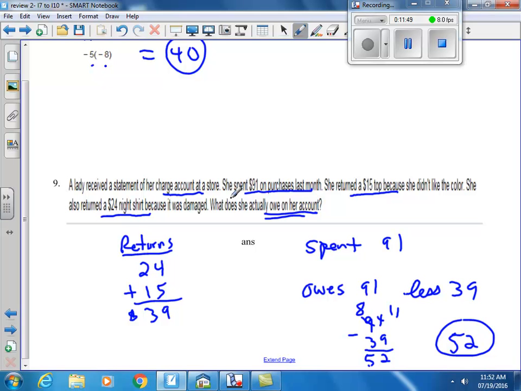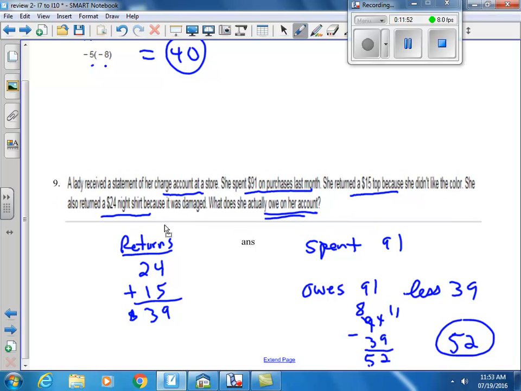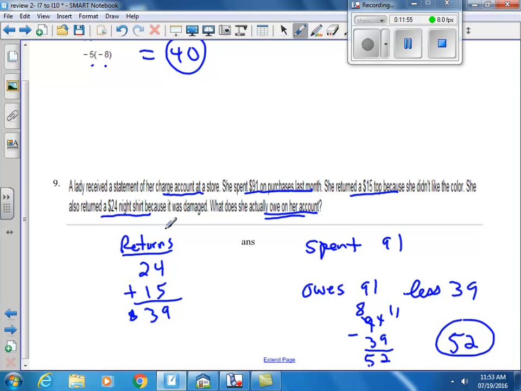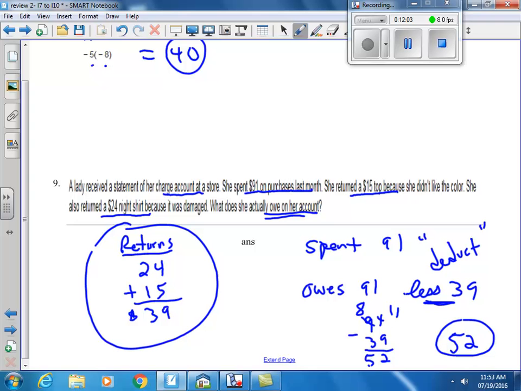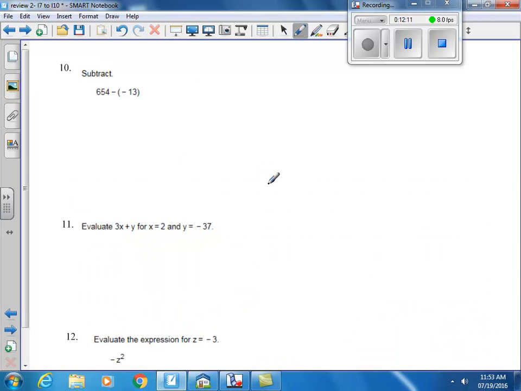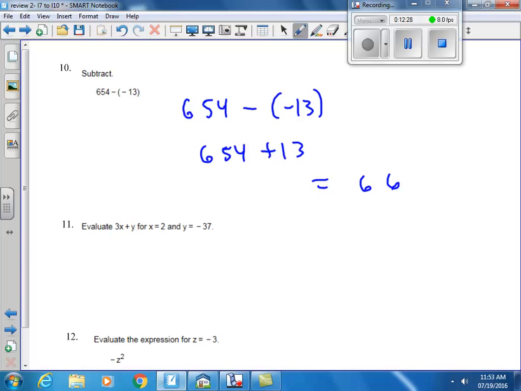So with a word problem, you just really have to map it out and think, okay, sorry about the movement on that, if she returned these, then she doesn't owe that money anymore, and we can deduct, big note to self, deduct the 39. Okay, let's try the next one. Again, with the not rule or the double negative rule, if you have a 654 minus -13, that really means 654 plus 13. Okay, and that will lead us to 667.